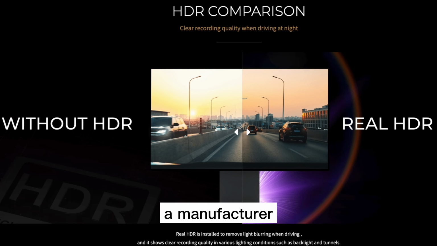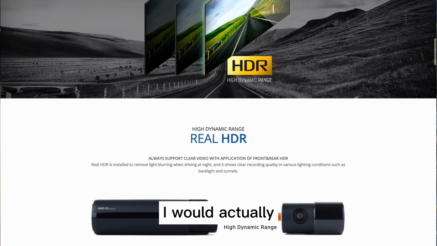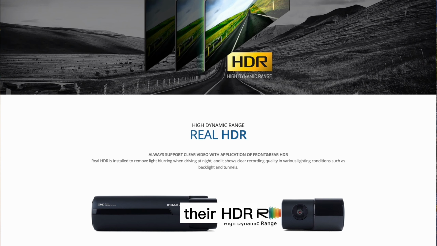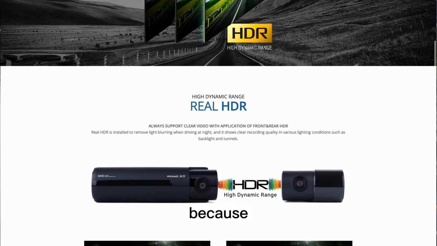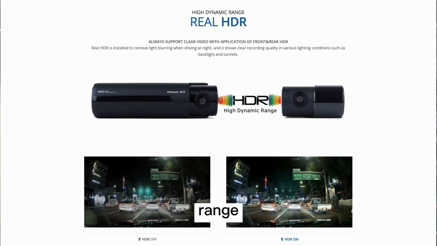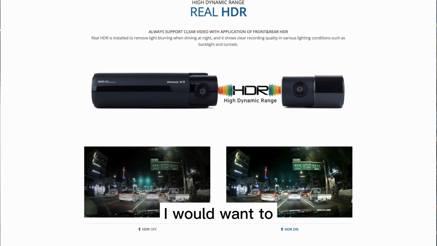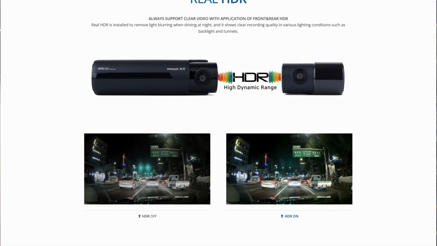And if a manufacturer is not willing to show how their dash camera actually responds in these lighting, I would actually question whether or not their HDR even works. Because anybody can put HDR on there, say that they have high dynamic range or wide dynamic range or whatever they want to call it, but if it doesn't perform and they can't prove that it performs the way it should, I would want to question that.